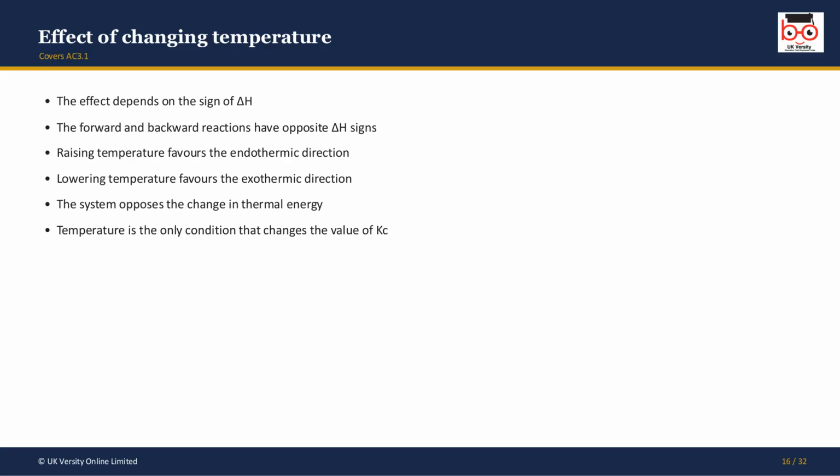Temperature is the subtle one, because its effect depends on the sign of delta H. The forward and backward reactions always have opposite signs, so if one direction is exothermic, the other is endothermic. Raising the temperature favors the endothermic direction, while lowering it favors the exothermic direction. The system is again opposing the change, this time in thermal energy. And temperature is special. It's the only condition that actually changes the value of the equilibrium constant, Kc.